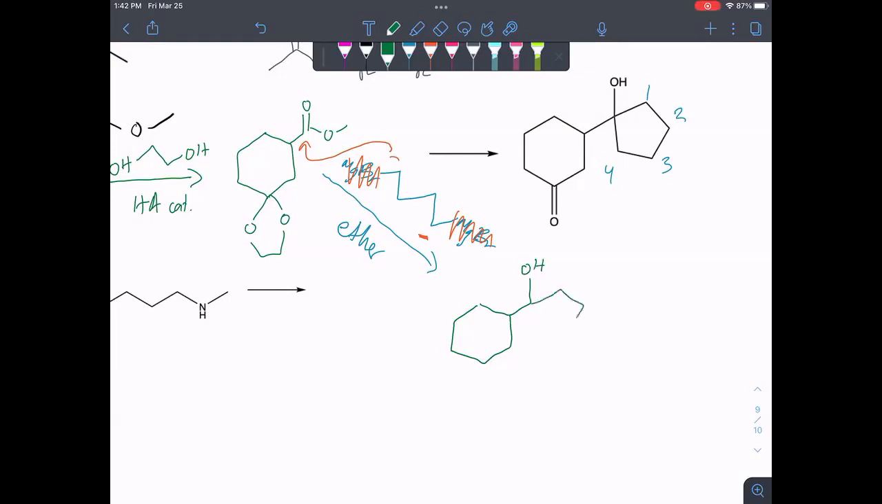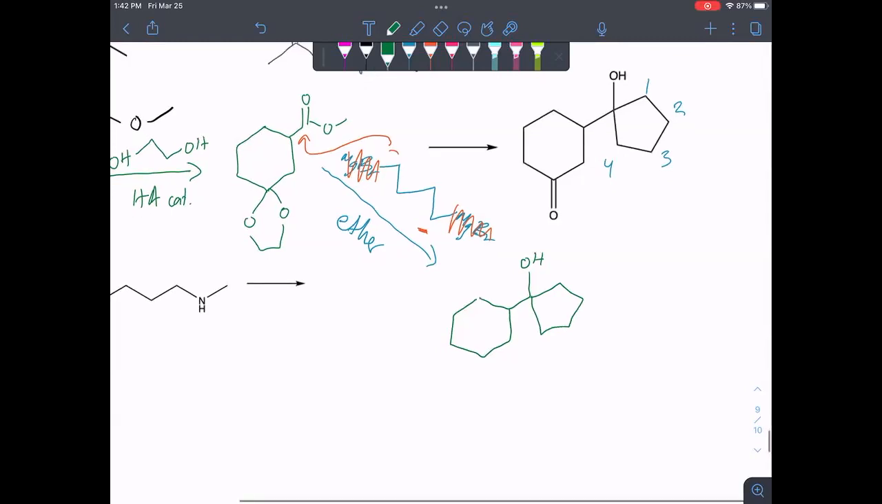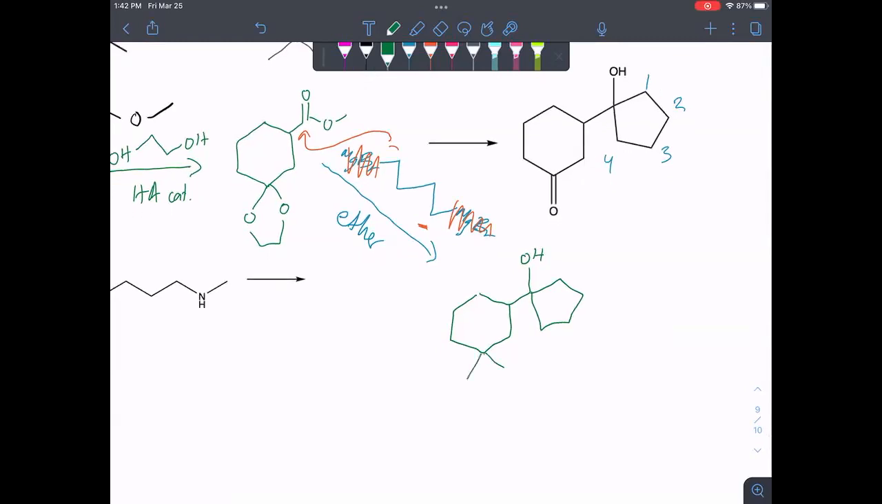So now we get that ring thing that we wanted. We get the alcohol with the pentagon attached right on it. But we still have this cyclic acetal to deal with. So how do we turn it back into the ketone for the final step? Yeah, we just add acid.